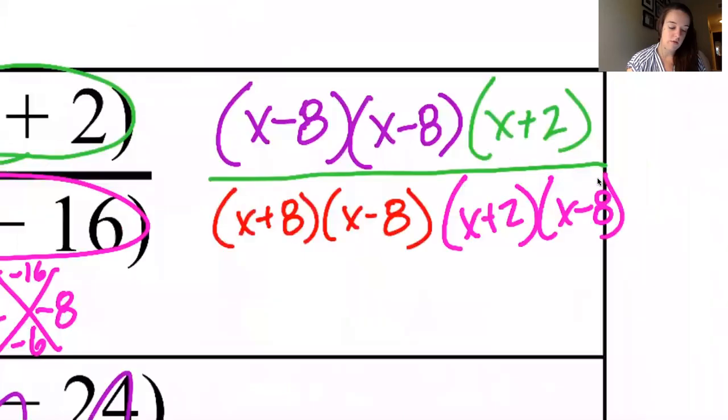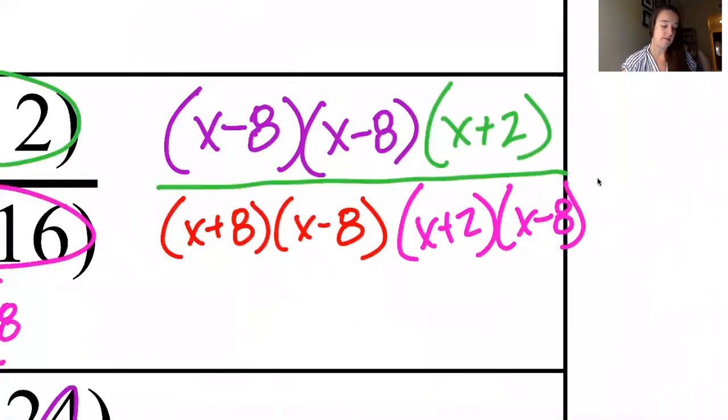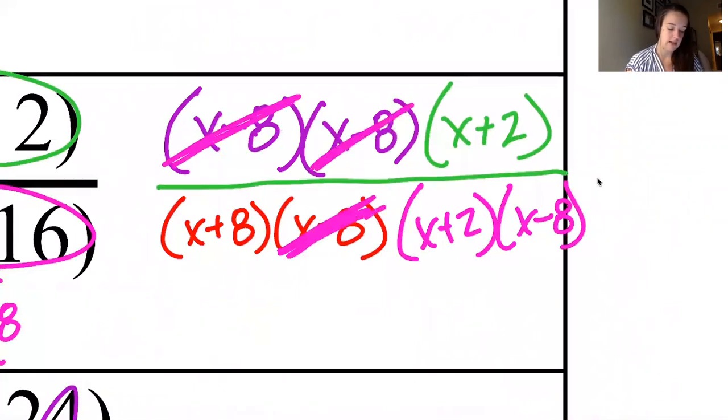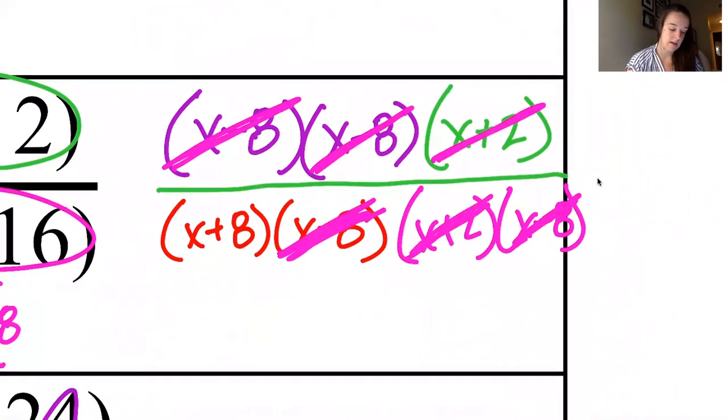Cool. So for this one, I need to cancel things that are similar on top and on bottom. Not just similar, but exactly the same. So x minus 8 can cancel with x minus 8. This x minus 8 can cancel with this x minus 8. And I see x plus 2 can cancel with x plus 2. So I'm left with just x plus 8 on the bottom.